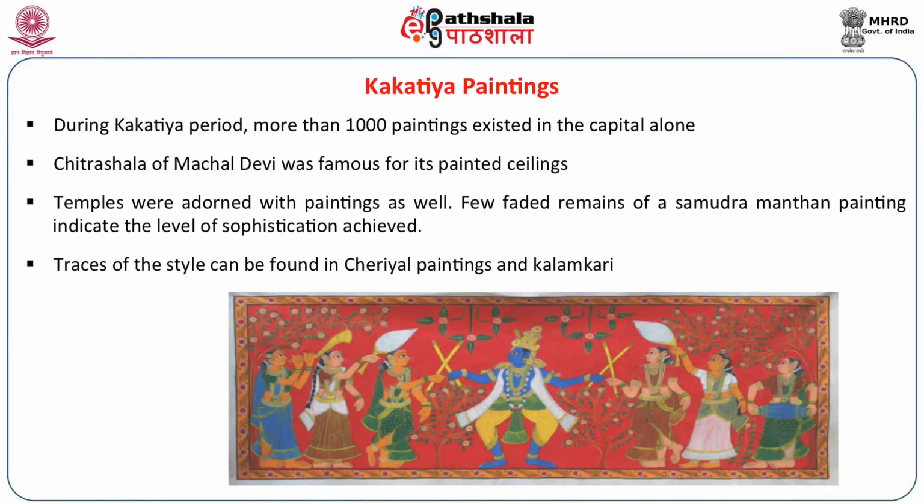Unfortunately, the Chitrashala and the Chitramandap that were made in the capital, that is in Orugallu, do not exist. Only a few samples exist on the ceilings of the temples in Pillalmarri and Palampet. But traces of this style can be found in the Cherial paintings and the art of Kalamkari painting. Cheriala is a small village near Warangal. The painters have settled there and exclusively make these scroll paintings.